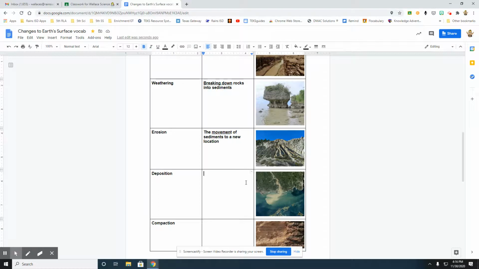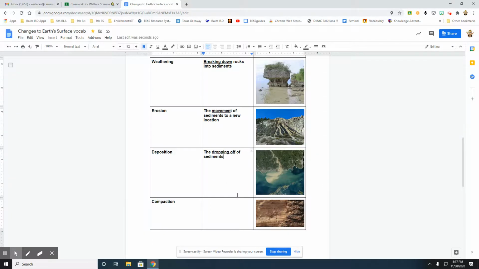So this is the dropping off of sediments. Okay. So keyword here is dropping off. So this usually happens when things slow down, when the river slows down, when the wind slows down, whatever it is that's doing the eroding, when it slows down, that's when sediments are actually going to drop off. Okay, that's kind of easy to remember because we see the D here in deposition. We're thinking the dropping off of the sediments.